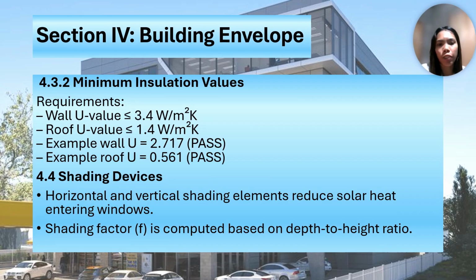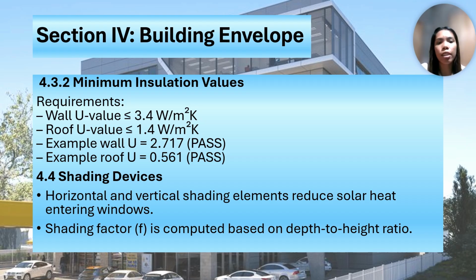Next is the minimum insulation values. Requirements: the wall U value must be less than or equal to 3.4 watt per meter squared K. The roof U value must be less than or equal to 1.4 watt per meter squared K. And we have an example here that the wall is equal to 2.717, so it's less than 3.4, so it passed. And next is the roof. It is 0.561, so less than 1.4, so it also passed.